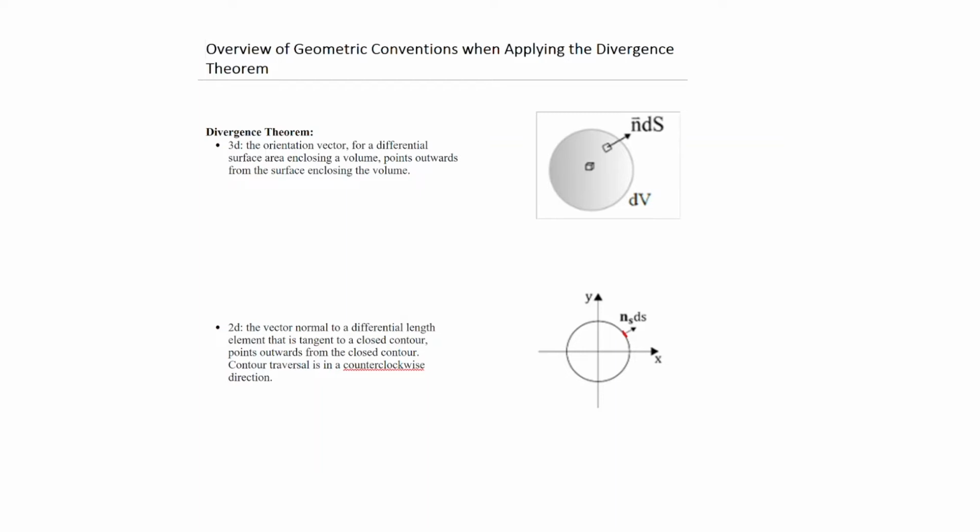In 2D, we're talking about a closed contour that encloses an area. In this case, typically, we are always traversing the contour in a counterclockwise direction, which means the normal points outwards to your right. So we're always concerned with a normal vector pointing outwards from the contour when applying the divergence theorem in 2D, which is what we will call Green's flux theorem later.